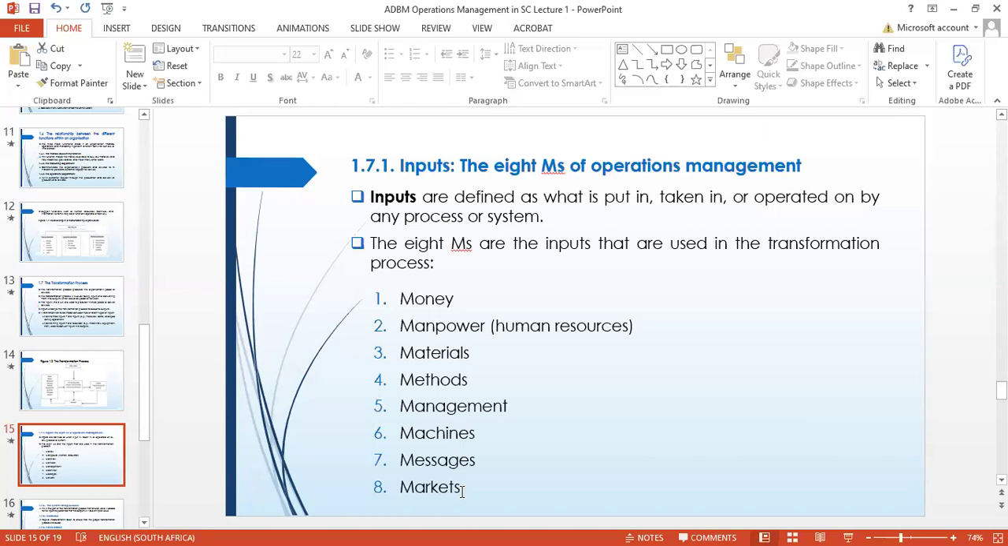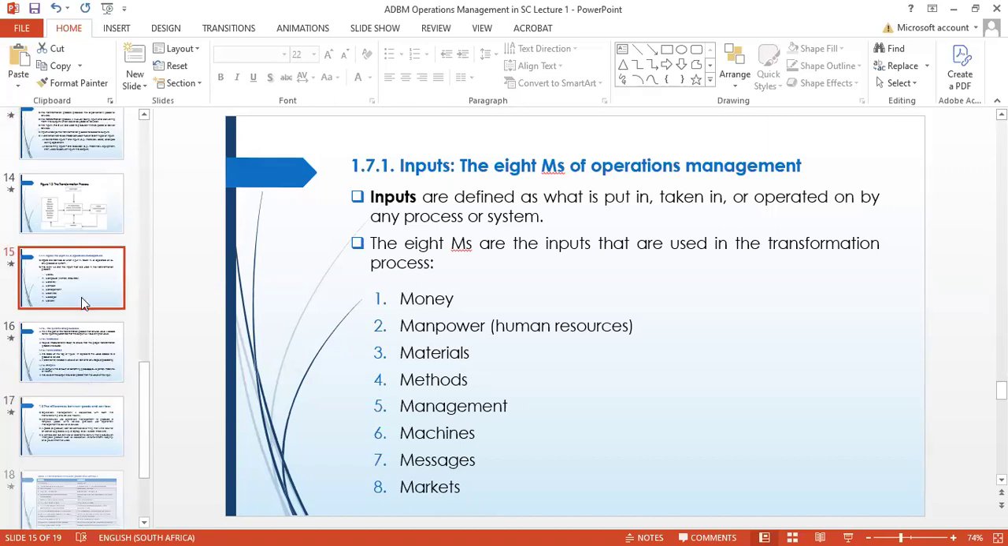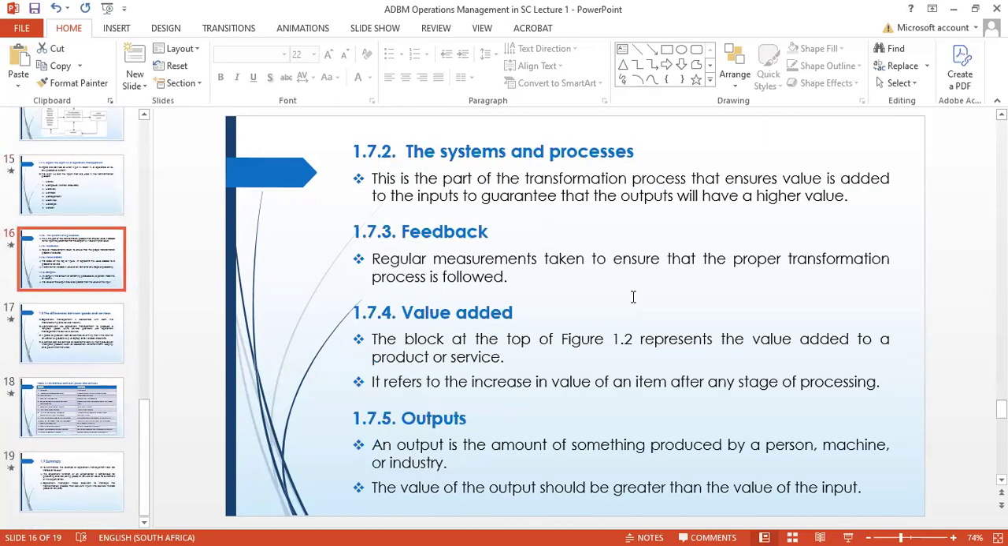Okay, so these are the 8 M's, which are the inputs of operations management. And from there we have the system and processes. We are looking at the transformation process, right? So here, this is where the transformation takes place, where value is going to be added to the inputs to ensure that the output has got the value that is going to benefit the consumer or the customer.